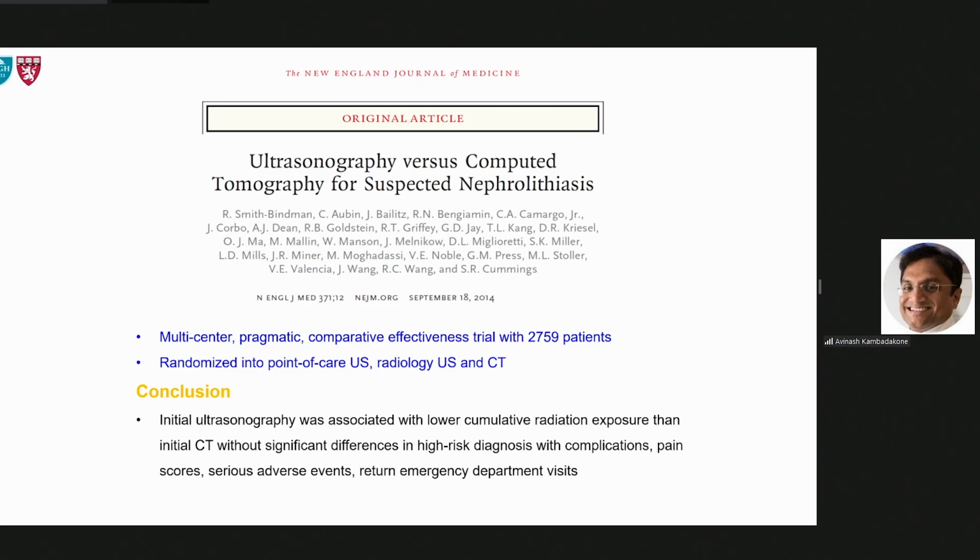Now, in fact, following this study, there has been an increase in the utilization of ultrasound for evaluation of stone disease, especially in the ER at MGH. Now, it's relevant here because when we think of dose optimization, appropriate utilization with use of alternative imaging techniques is critical. Now, coming to CT.